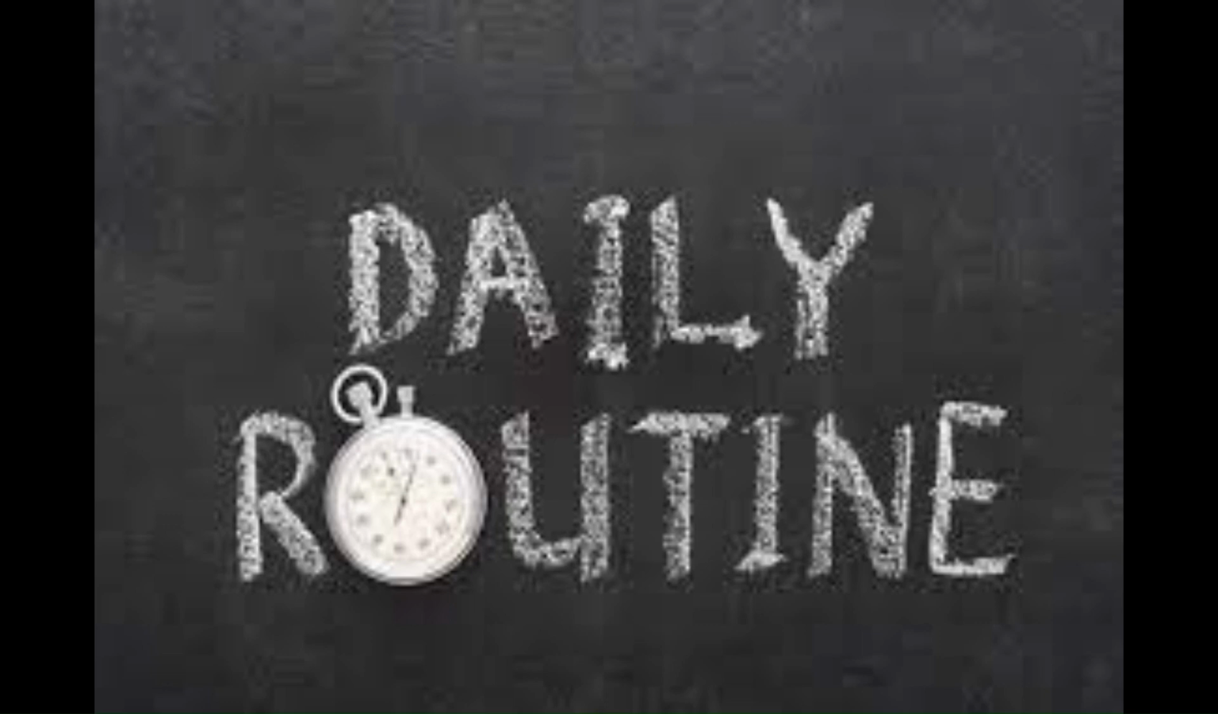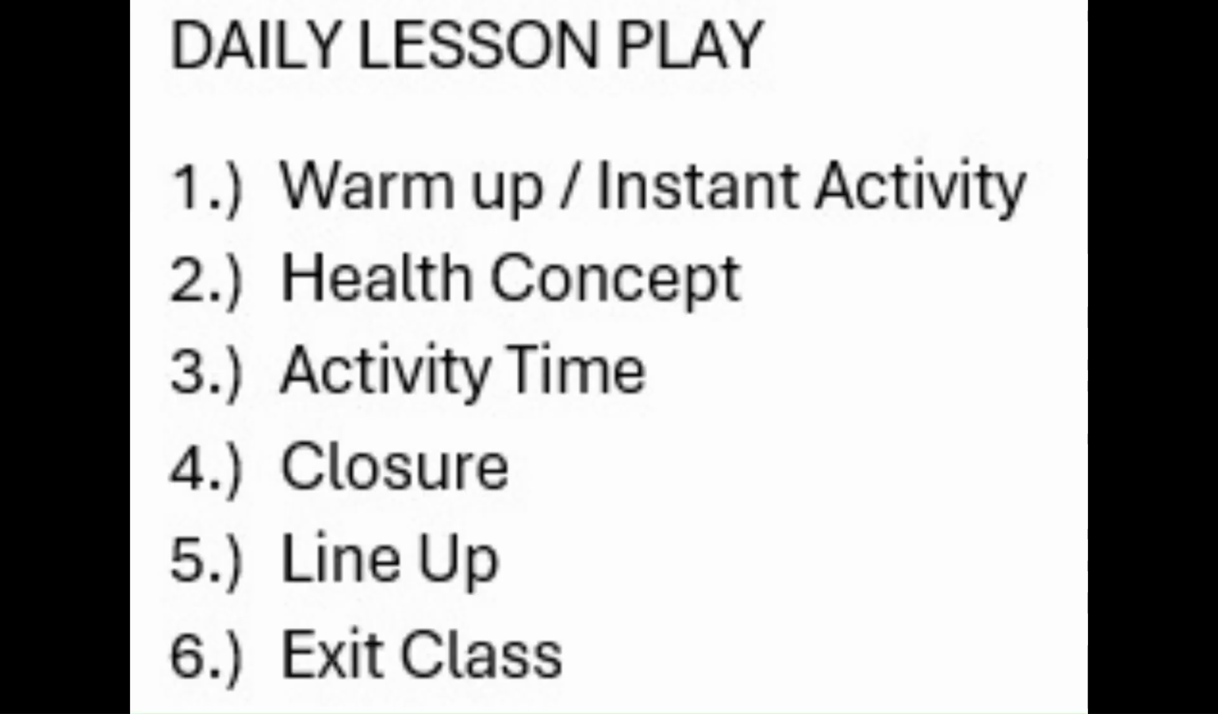A daily lesson should have the following components: an instant activity or warm-up, a health concept, activity time, a closure, and then a way students line up and exit class. Now, I'll explain the importance of each as well as give an example of how I use these for my elementary school students.